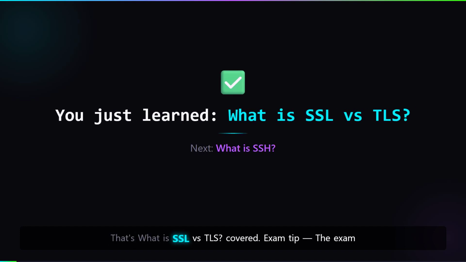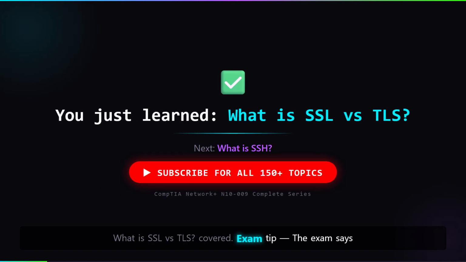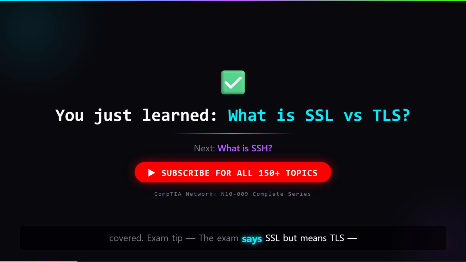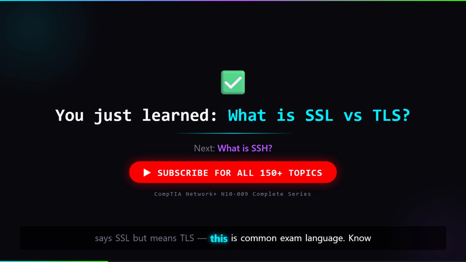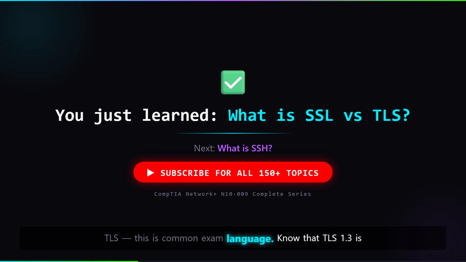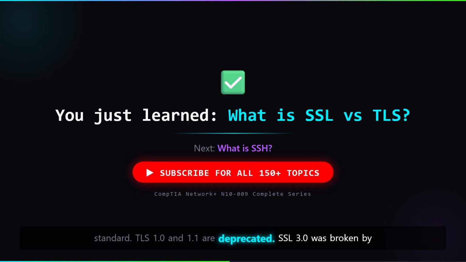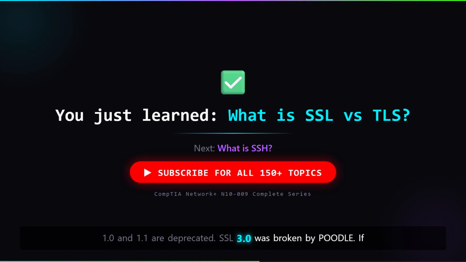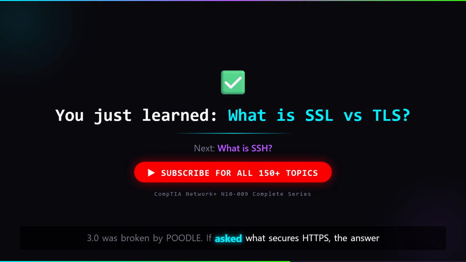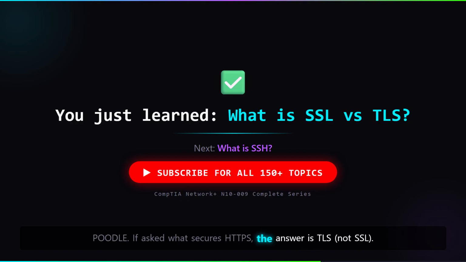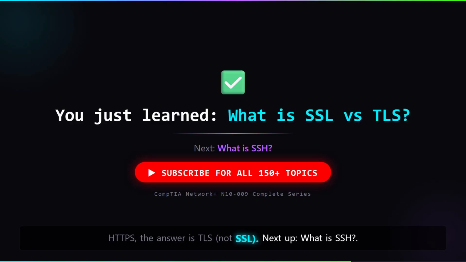That's what is SSL versus TLS covered. Exam tip: the exam says SSL but means TLS. This is common exam language. Know that TLS 1.3 is the current standard. TLS 1.0 and 1.1 are deprecated. SSL 3.0 was broken by POODLE. If asked what secures HTTPS, the answer is TLS, not SSL.